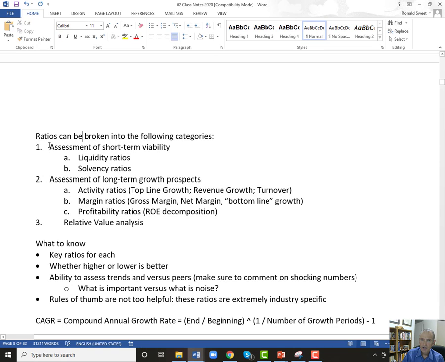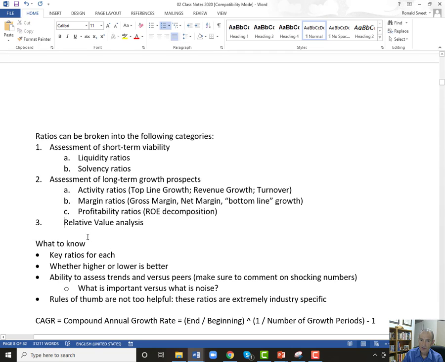So when you do your project 1, we're going to assess short-term viability, make sure the firm's liquidity is fine, that their solvency is fine. Once you assess that, then we're going to look at the long term. We're going to look at activity ratios, margins, and profitability ratios. Activity ratios are related to top line growth, which is revenue focused. Margin is related to margins, which is bottom line focused. And in profitability, we're looking at return on equity and some other things.